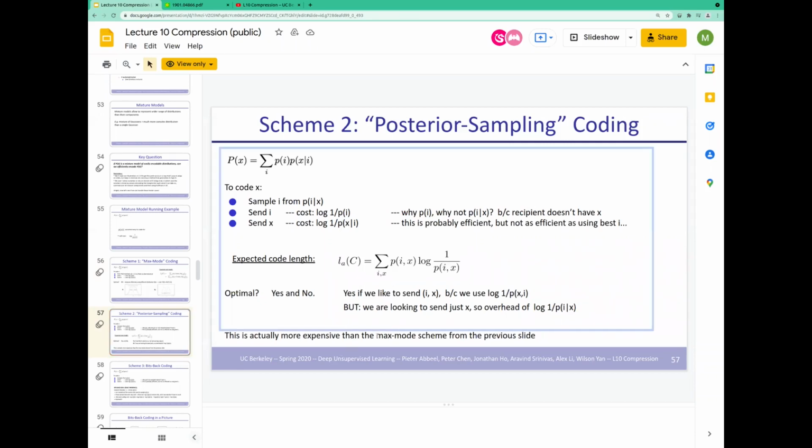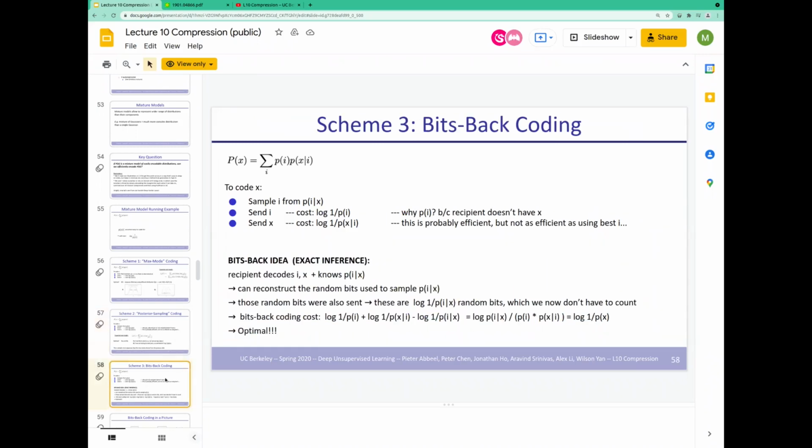This is more expensive because we're not using the max, so it will take more bits. There'll be more divergence from the full distribution, right? Because we're not choosing the best one, we're just choosing one. So this leads to bits-back coding. That's the main thing of this, and this is pretty confusing.